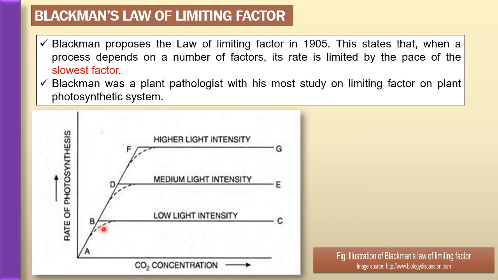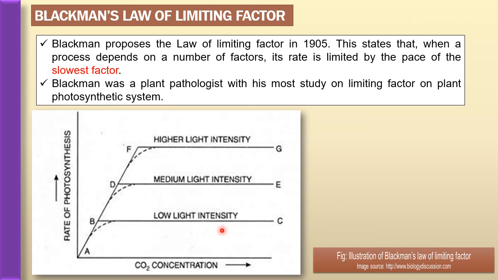Any further increase in carbon dioxide concentration will have no effect on the rate of photosynthesis, which has become constant along the line B and C. So with any further increase in concentration of carbon dioxide, there will be no increase in photosynthesis and it will be constant along the line B and C. It is because the low light intensity has become a limiting factor.